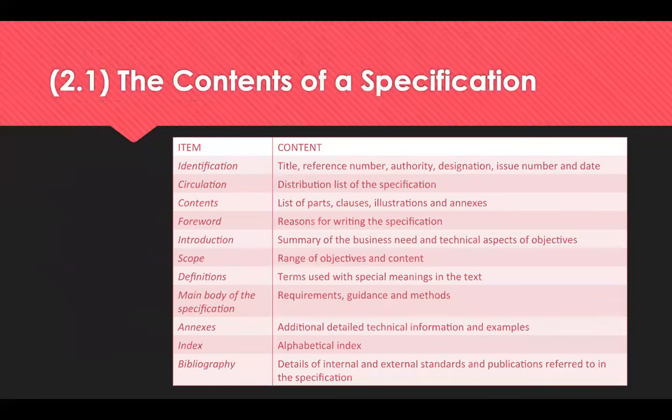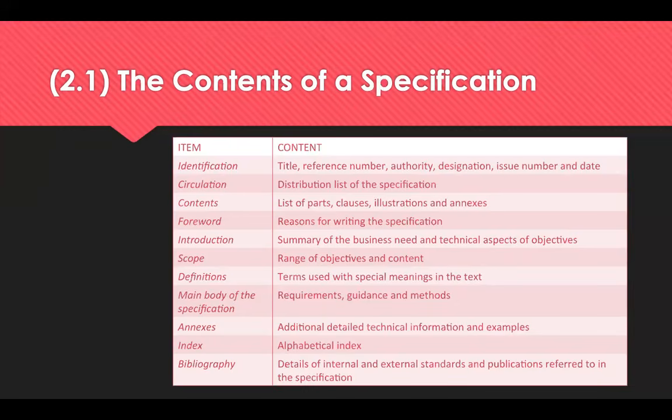Now, the contents of any particular specification is going to vary by the organisation and the product or service requirement. But here you can see a useful guide to the types of things you may want to contain in a specification, such as the identification. That could be the title, reference number, issue number. In terms of the circulation, who is entitled to receive the distribution of that, and who might have commented on the variations, what its contents are, like the parts, annexes, the foreword, what was the reason for it?